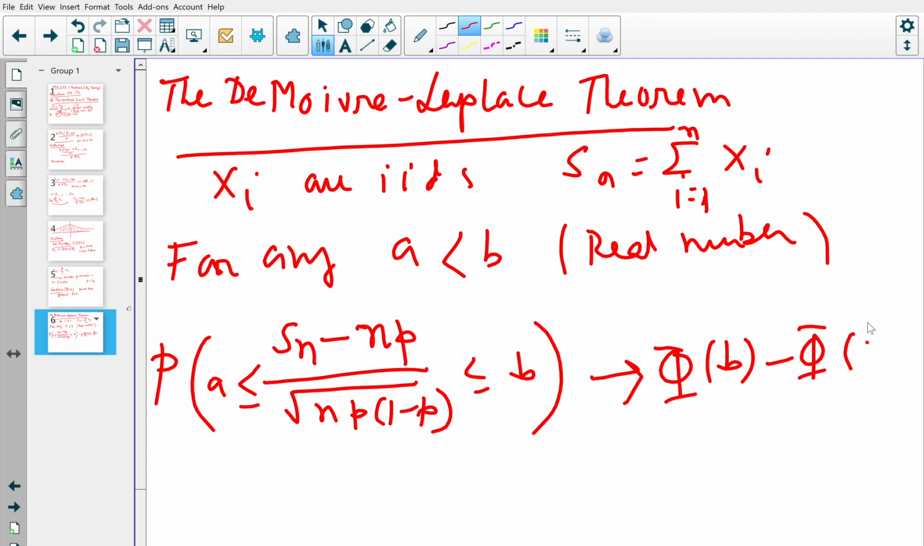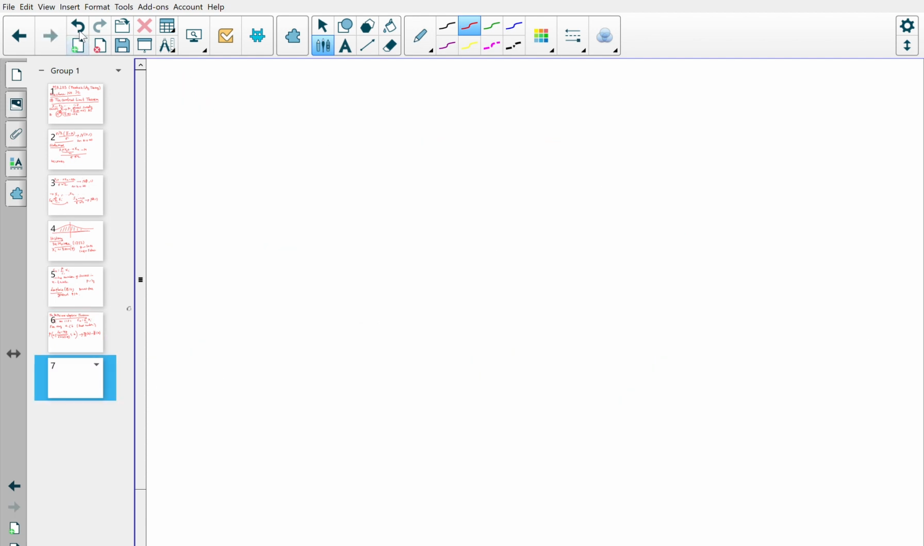So this special case was proved by DeMoivre-Laplace. We call it DeMoivre-Laplace theorem. Okay, and for the general case, what we wrote, yeah. So this is the special case. So we will prove the general case for central limit theorems, and then obviously the special case will be part of that.